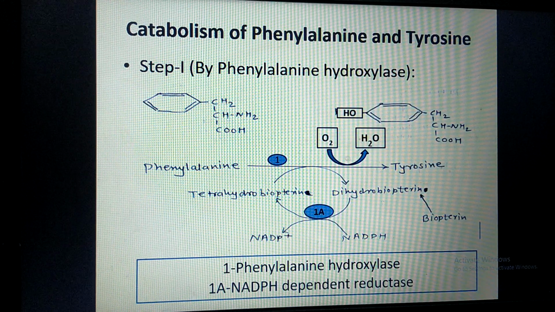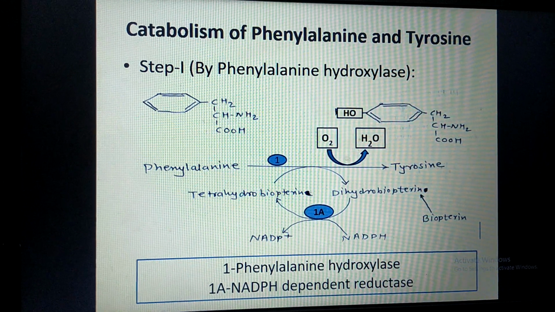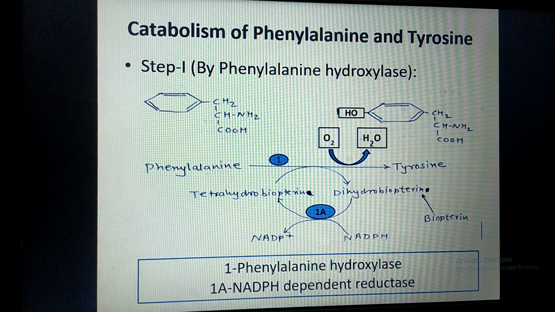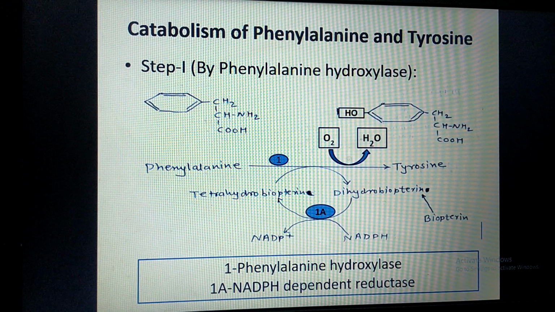Step 1, the enzyme is phenylalanine hydroxylase. Here, on the top, you see the structure of phenylalanine. Now in this phenylalanine, when an OH group is added at the para position, it forms tyrosine, which is shown on the right side. Therefore, tyrosine is also called para-hydroxyphenylalanine. As the enzyme incorporates a hydroxyl group in this reaction, the name of the enzyme is hydroxylase.